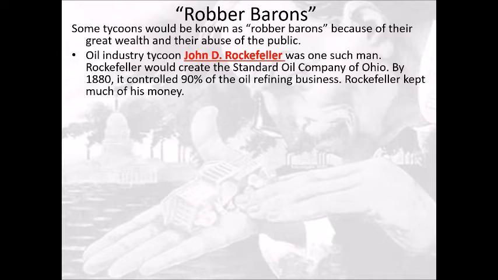Now, can anybody think of what Standard Oil Company is today? It's a gas station. There's one on Maple Avenue. There's two of them, actually, on Maple Avenue. Anybody know? Going once? Going twice? BP. That's what Standard Oil is today, guys. So when you see a BP station, that's John D. Rockefeller's company.